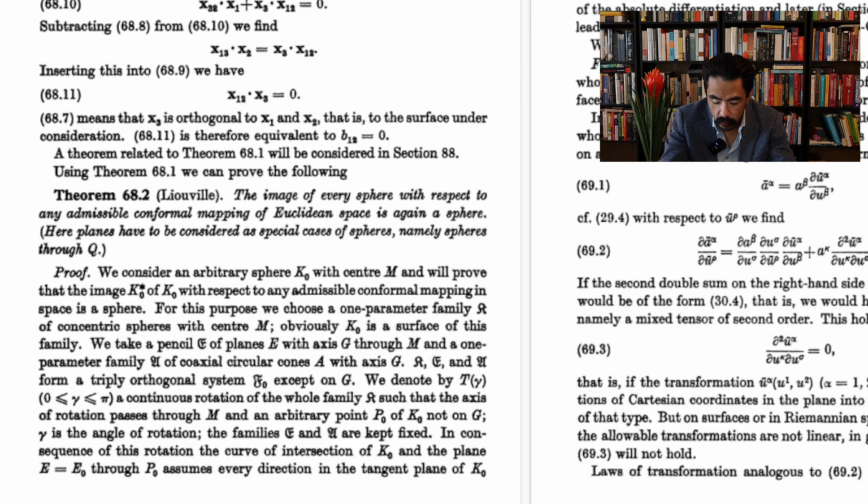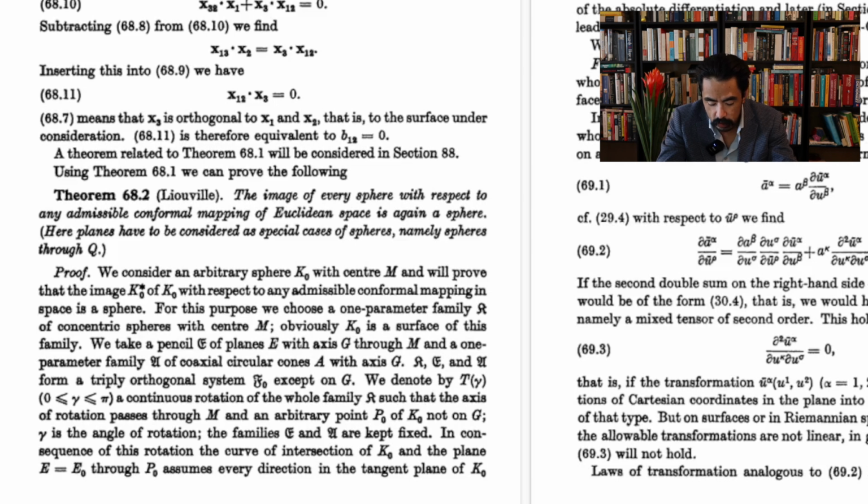Continuing on, cursive R, cursive E, and cursive U form a triply orthogonal system, cursive F naught, except on G. We denote by capital T of gamma, where gamma is greater than or equal to 0 and less than or equal to pi, a continuous rotation of the whole family cursive R, such that the axis of rotation passes through center M and an arbitrary point P naught of K naught not on G. Gamma is the angle of rotation. The families cursive E and cursive U are kept fixed.